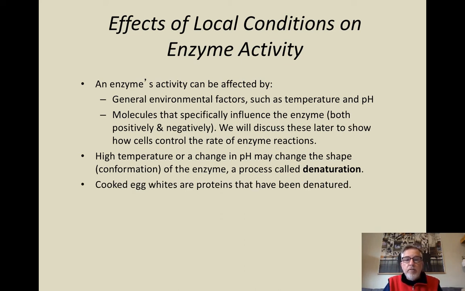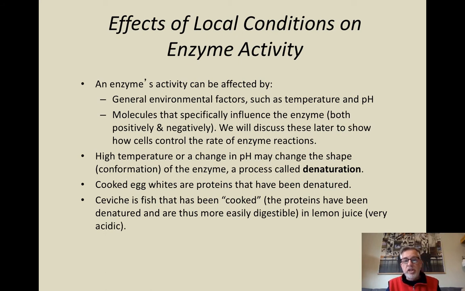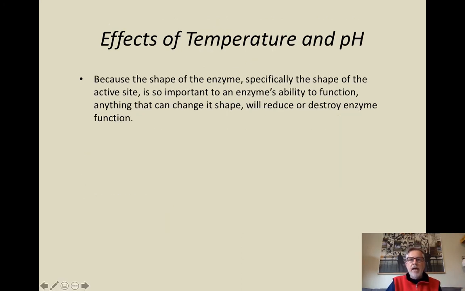So cooked egg whites are proteins that have been denatured. Ceviche, which is fish that has been cooked in lemon juice, the very high acidity of the lemon juice denatures the proteins and makes them more easily digestible, are examples of denaturing by temperature and pH respectively. Because the shape of the enzyme, specifically the shape of the active site, is so important to an enzyme's ability to function, anything that can change its shape will reduce or eliminate enzyme function.